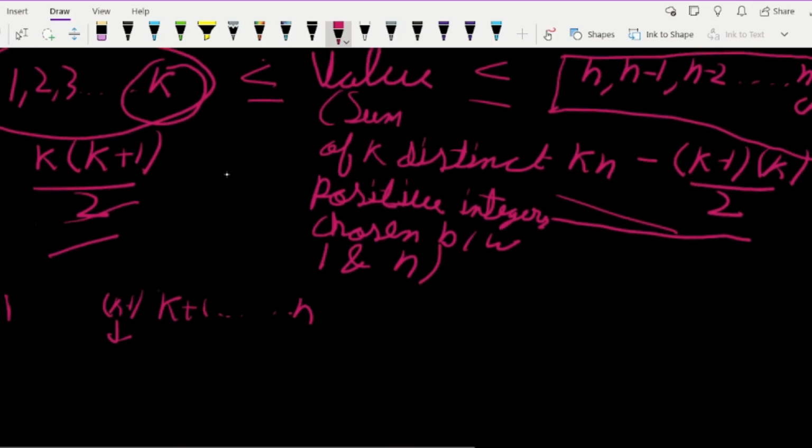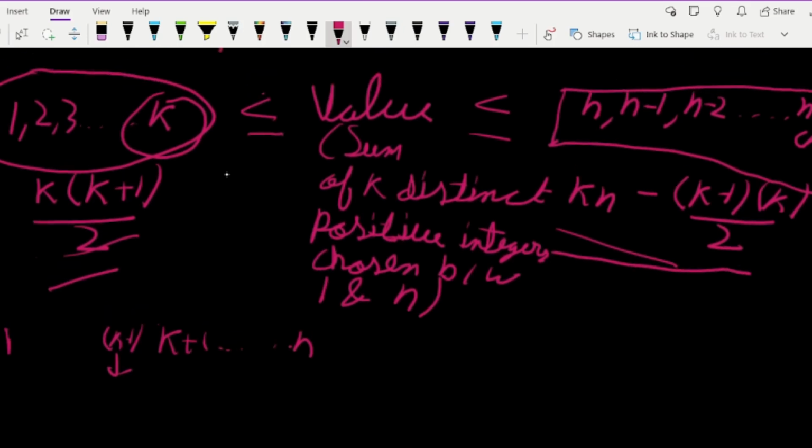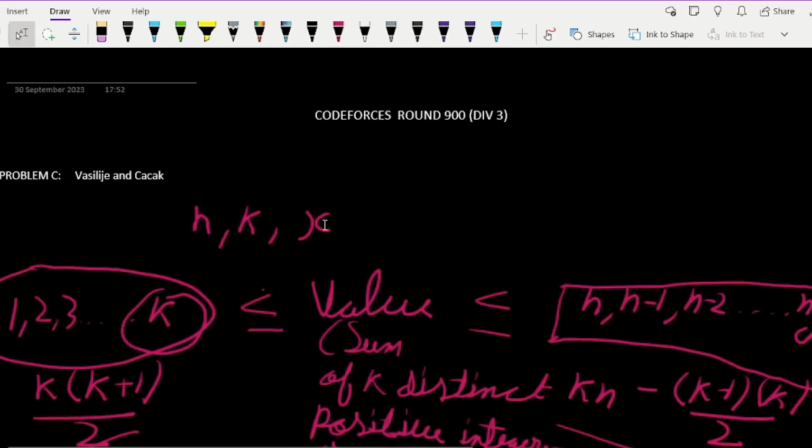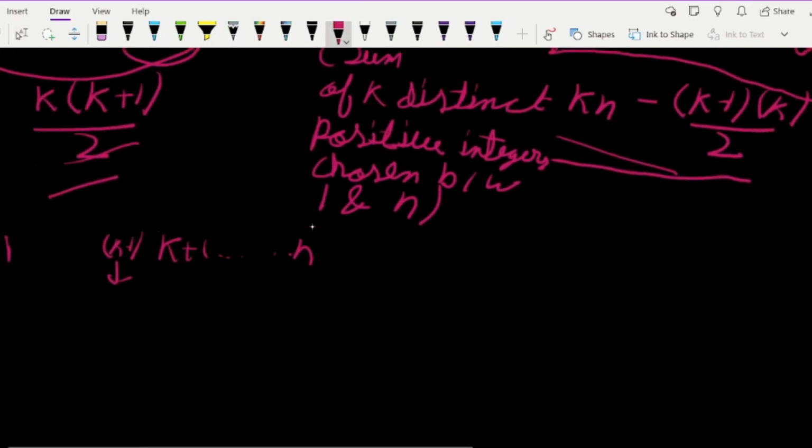So what we have to do is check that the sum lies between these two, minimum and maximum. If x lies between k times (k plus 1) by 2 and kn minus (k minus 1) times k by 2, then that n, k, x set is possible. If it does not lie between these two values, then for this n, k, x is not possible.